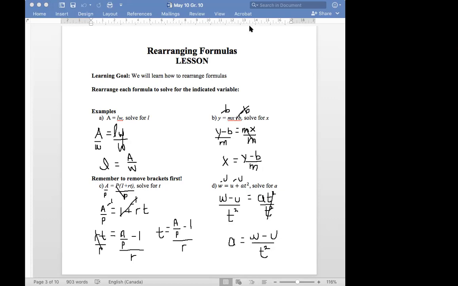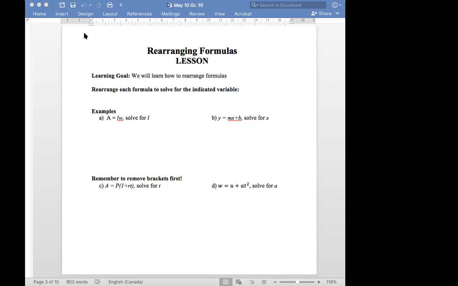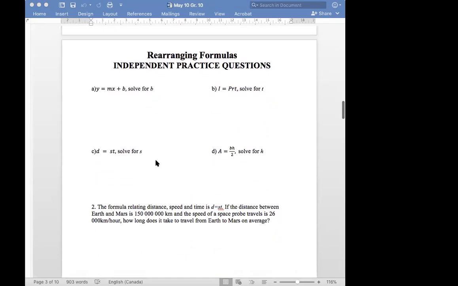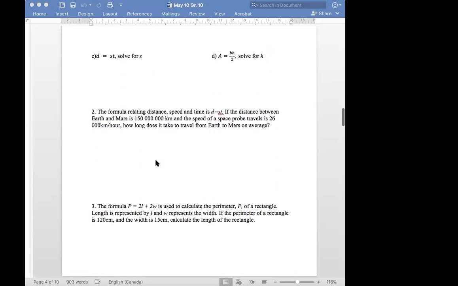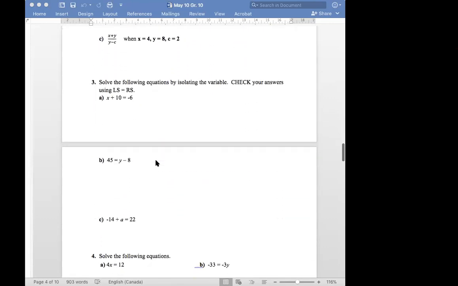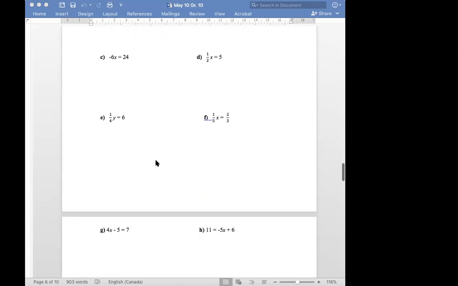So I'm going to delete this here. You have some independent practice questions to do here, and then you've got your unit test review, which is pretty long. For the unit test, you have 20 multiple choice questions, and then I believe it was 6 short answer questions where you have to show your work and everything else.